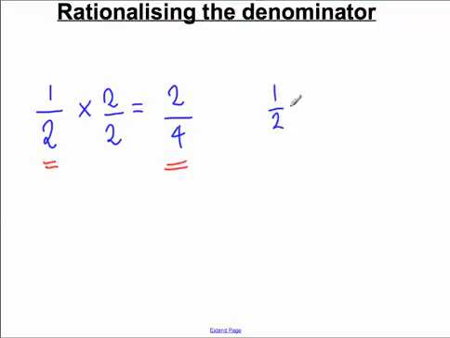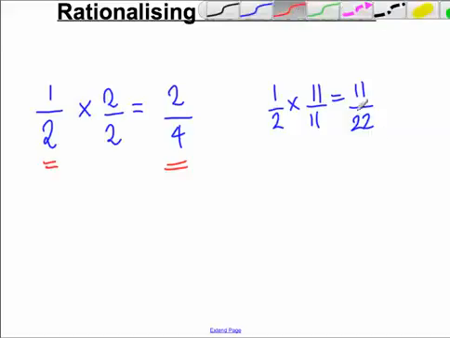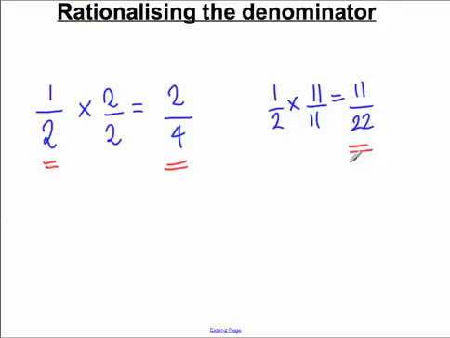For example, with a half, we could multiply the top and bottom by 11. 1 times 11 is 11, and 2 times 11 is 22. Again, what have we done here? We've generated a fraction, 11 over 22, that has the same value as a half, but has a different numerator and denominator, a different top and bottom.